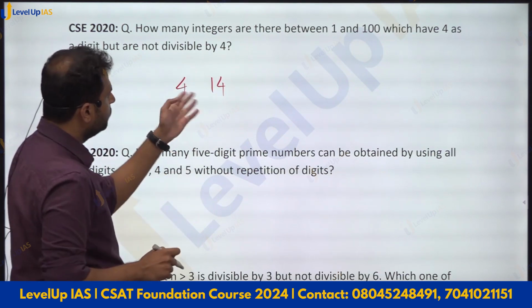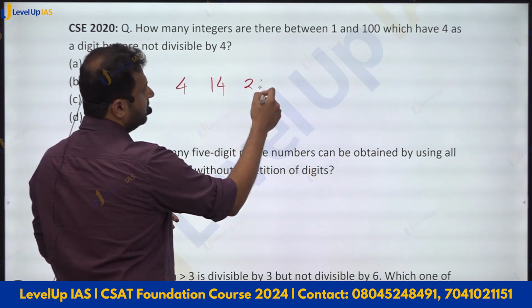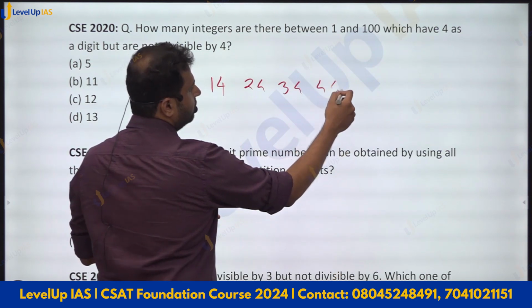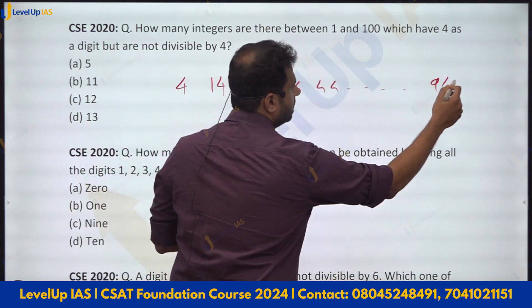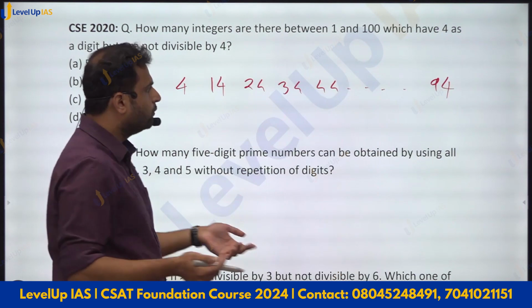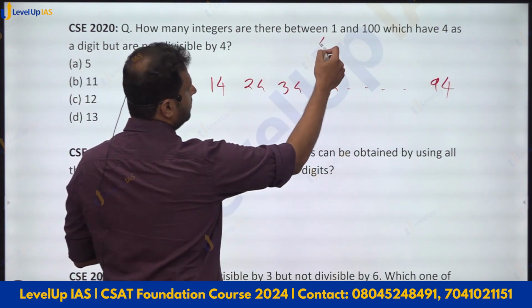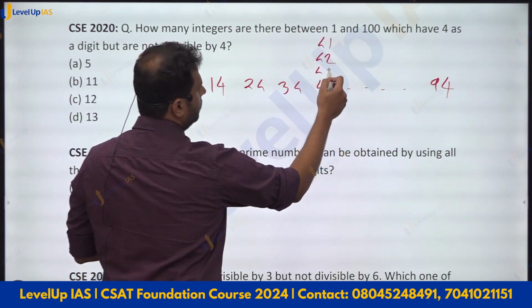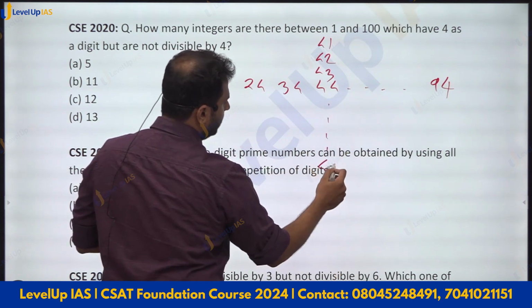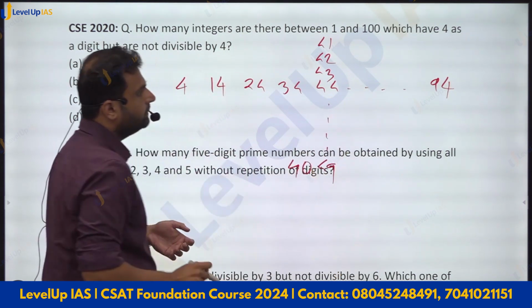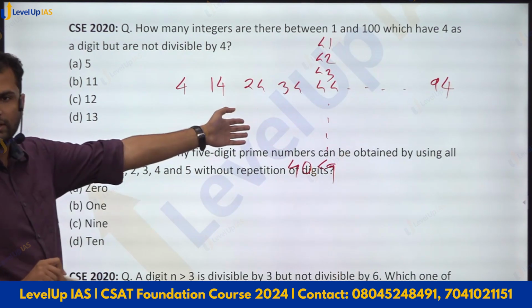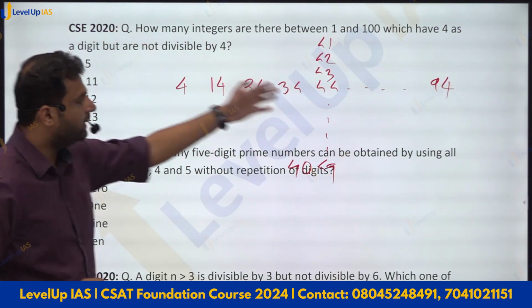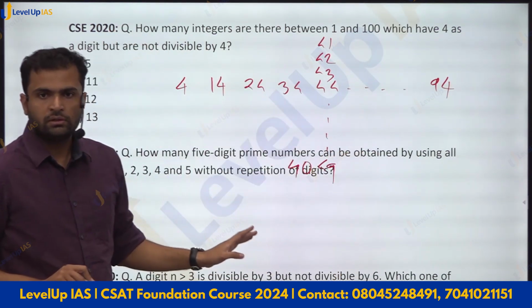Where does 4 arise? 4 arises here, here, then at 24, 34, 44, up till 94. Where else does 4 arise? 4 arises here, 41, 42, 43, up till 49, and let us not forget this, 40. These are all the 4s that arise between 1 and 100. There are no other 4s, right?